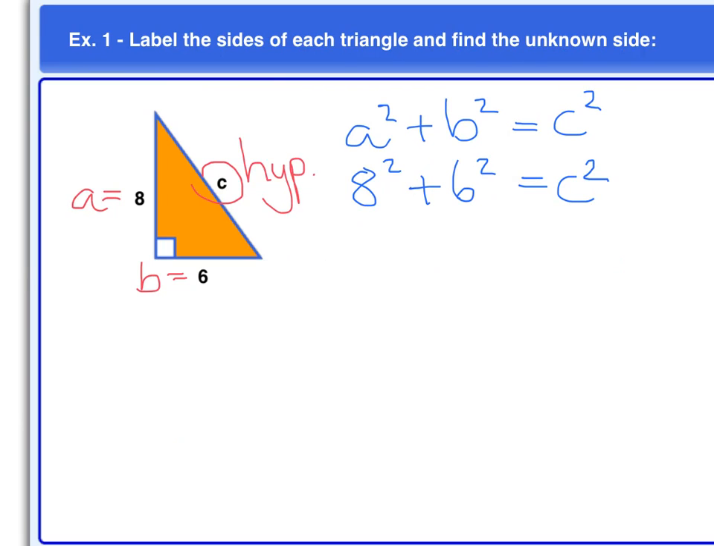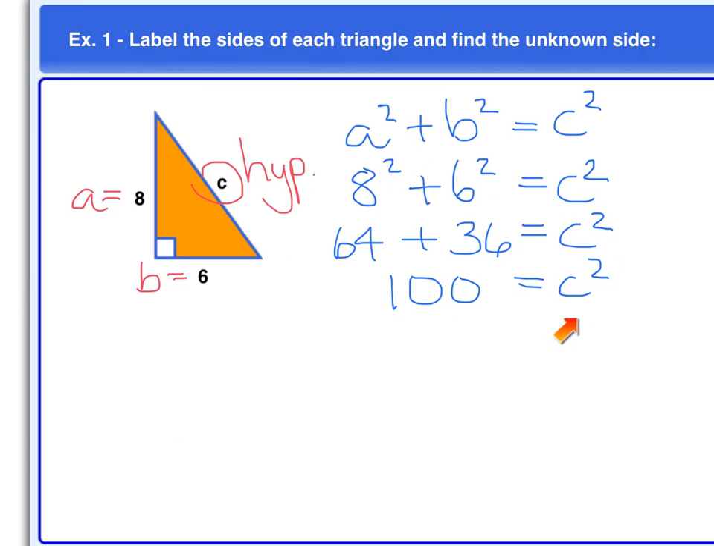We're going to follow BEDMAS, of course, so we deal with our exponents first. 8 squared is 64. 6 squared is 36, and that equals c squared. 64 plus 36 is 100, equals c squared. Now we want to continue with opposite operations. 100 is what c squared equals, but we want just c by itself, so we want to get rid of this square. The opposite in that case is called the square root. So we take the square root of 100, and that equals c. Make sure you're writing just c over there. If we take the square root of 100, we can do it on our calculator if necessary. We get that the unknown side c is actually 10.